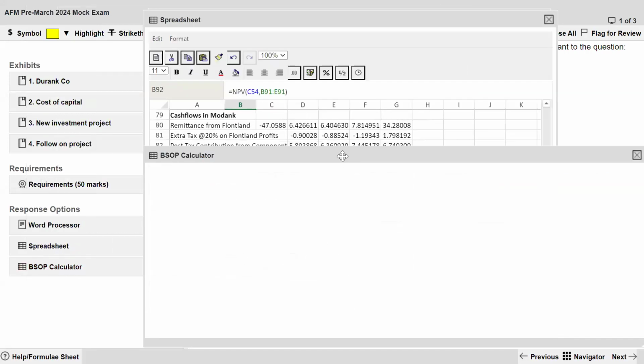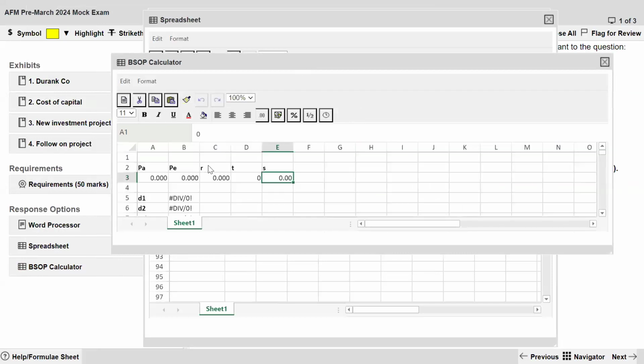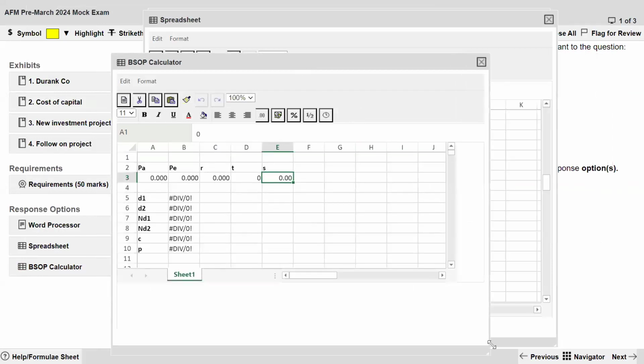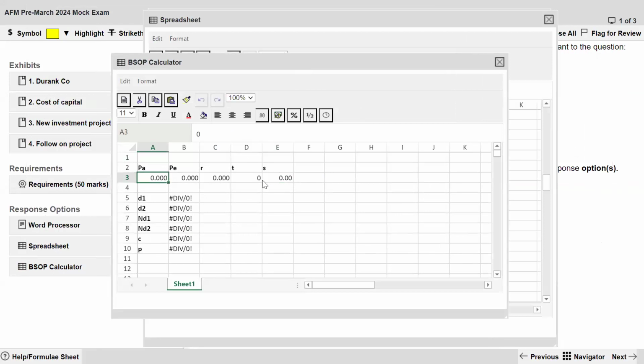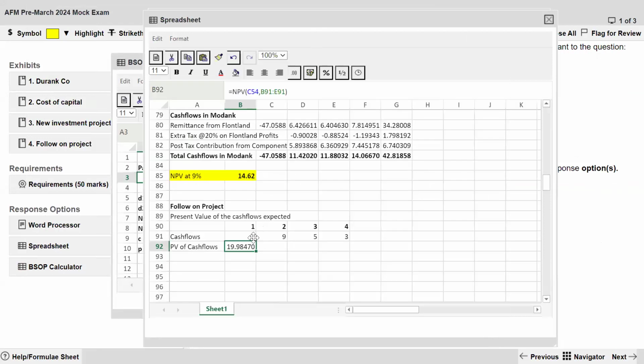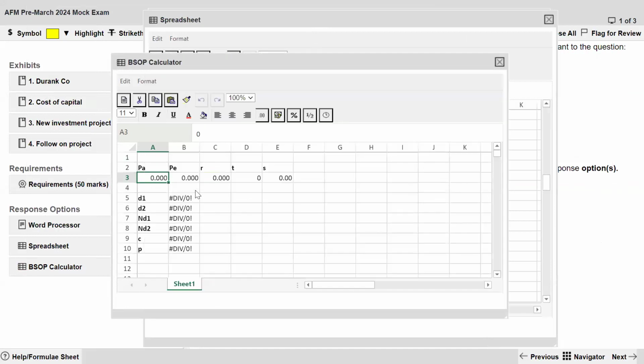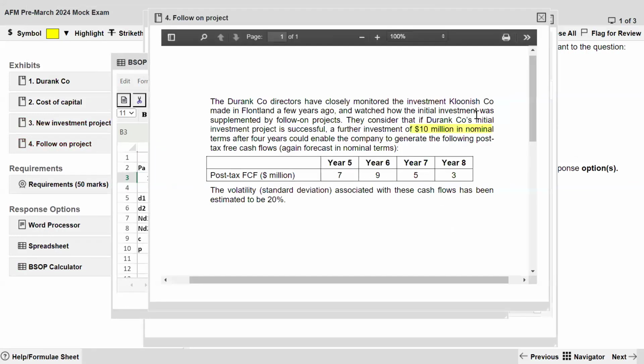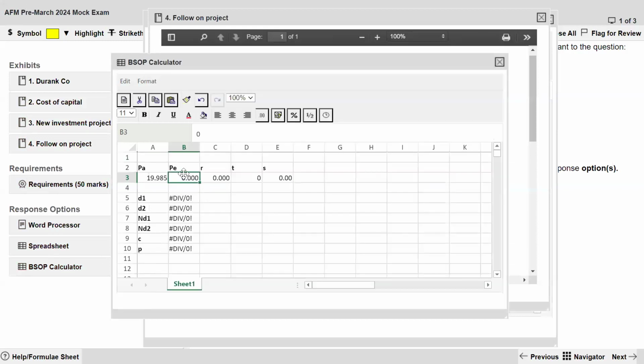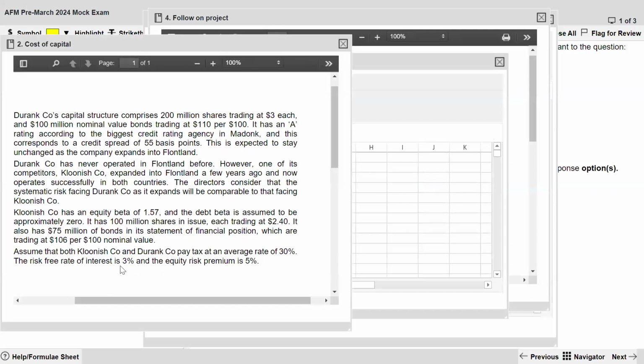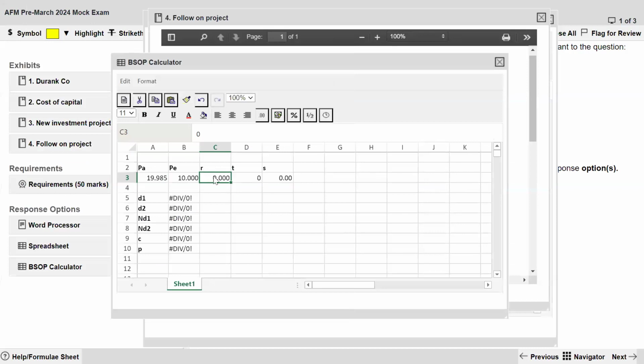You need to come on here and you need to apply the BSOP calculator. So for the BSOP calculator, what do you need? You need PA. PA is the present value of these cash flows. So 19.9847. PE is the exercise price, which is how much investment do you need to make. So it's like 10 million. R is the risk-free rate of return. Risk-free rate of return is 3%.